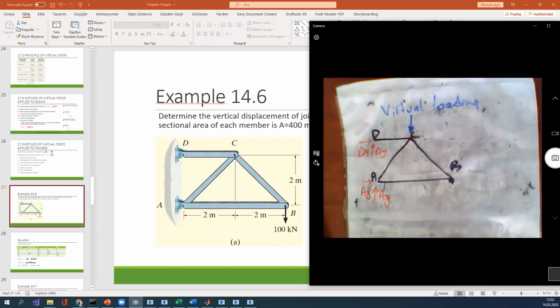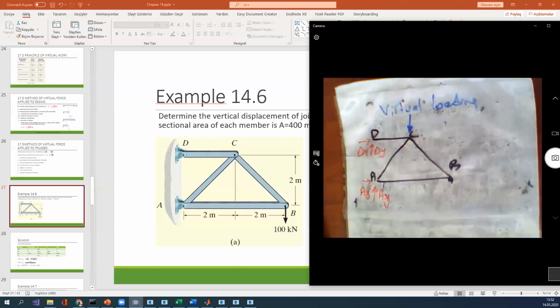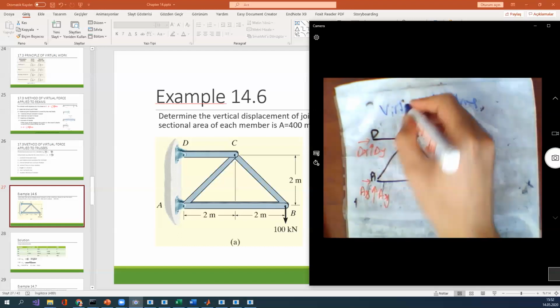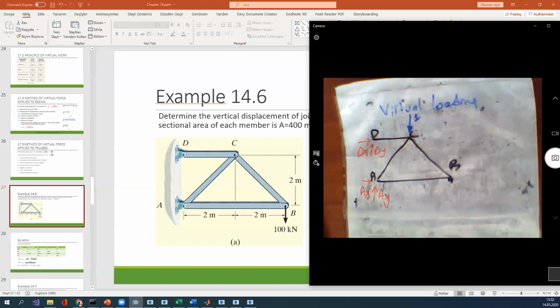If you make a mistake, don't worry, because if you obtain a negative value, this means your assumption is wrong. You will change your assumption, but you don't need to resolve the question, just change the displacement direction. Okay, so my assumption is the down direction, then I put a unit force vertical. This is the virtual loading.